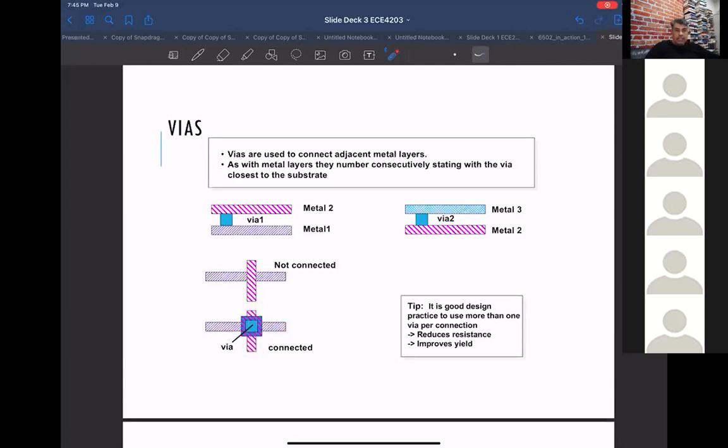Again, the same thing we said for contacts goes for vias: they tend to have relatively high resistance, and they tend to fail. Again, not very often, but your chip is full of vias.